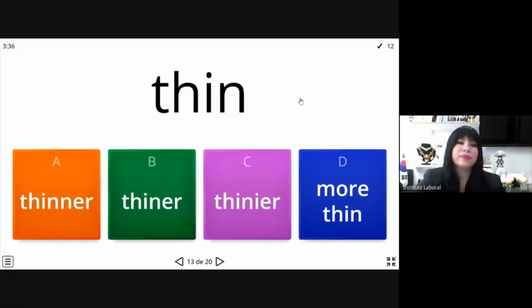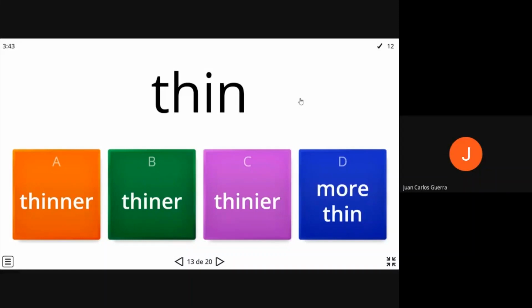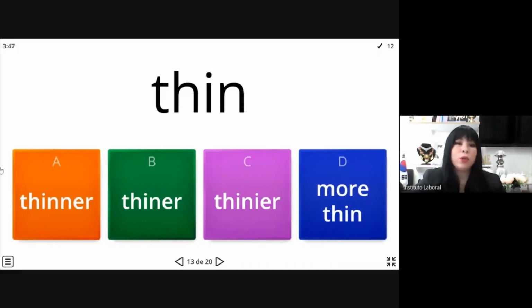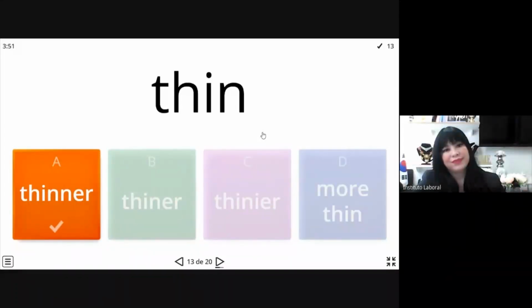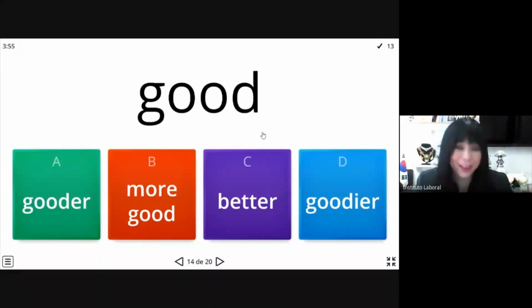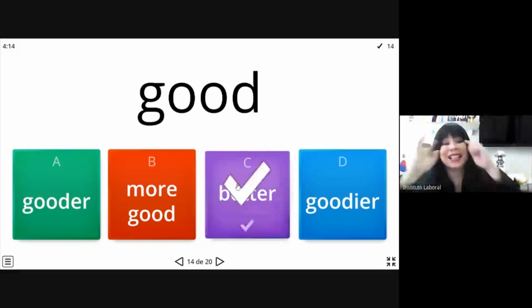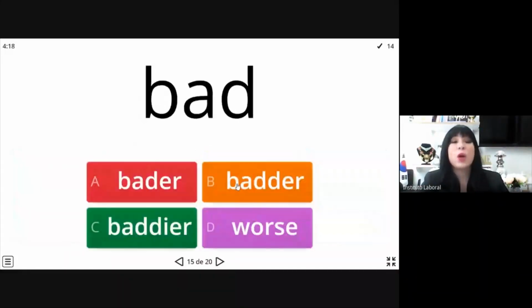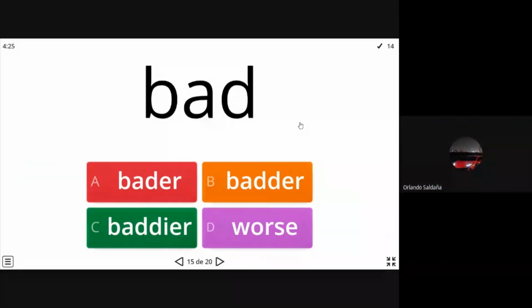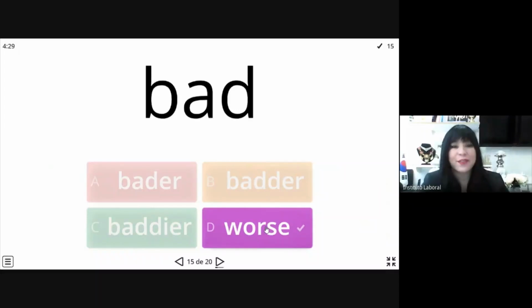Thin. Thinner. A, B, C, or D? A. One vowel, one consonant, double the consonant. Thinner. Yeah, good. A troublemaker. This is irregular. More good? Oh, no. I don't think so. Good is irregular. It's a trick. Better. Excellent. Yes, we have to memorize. Bad. Bad is another irregular. Worse. D. Excellent. Very good.